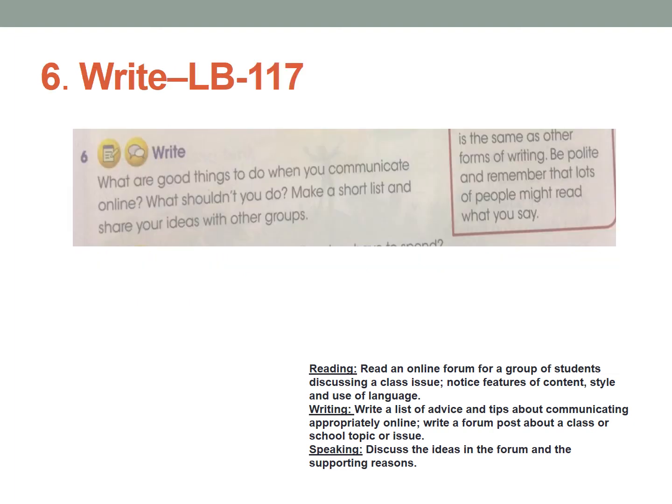Now get back to your Learner's Book. Activity 6, page number 117. So you need to take out your copybook to write down. Write, what are good things to do when you communicate online? So what shouldn't you do? Make a short list and share your ideas with other groups.